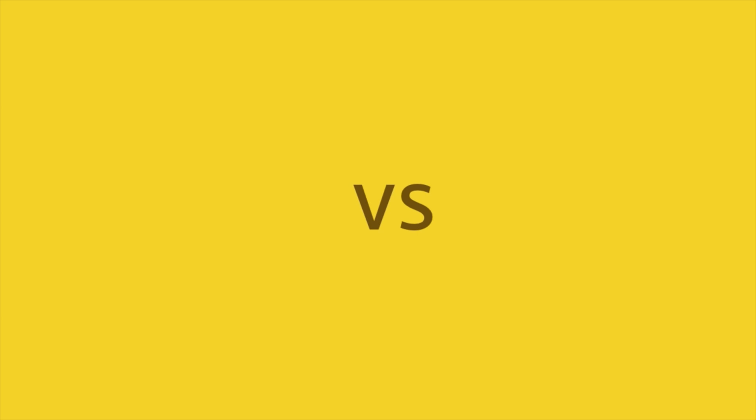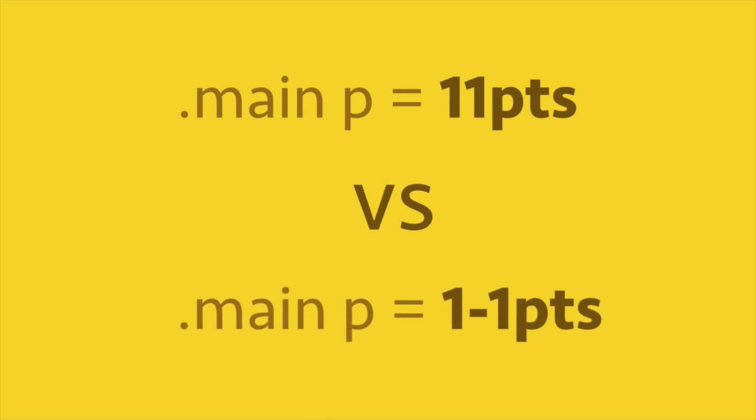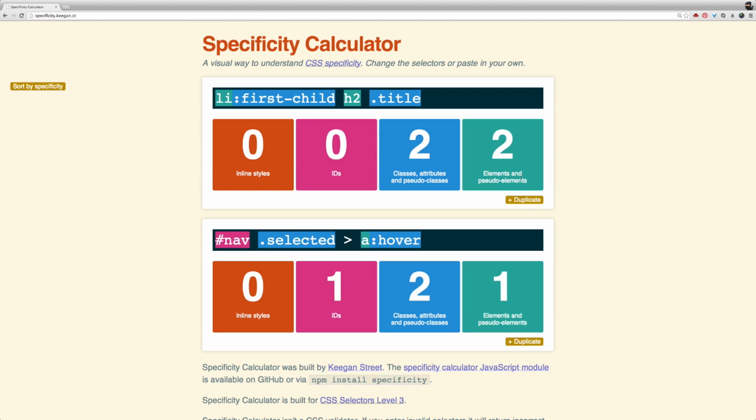Now I want to draw your attention to the difference between the idea of class main P being worth 11 points and being worth 1-1 points. And to help me, I want to introduce you to something called a specificity calculator. Here at this specificity calculator, I can just enter in the selectors and it will give me the output of how specific these selectors are.